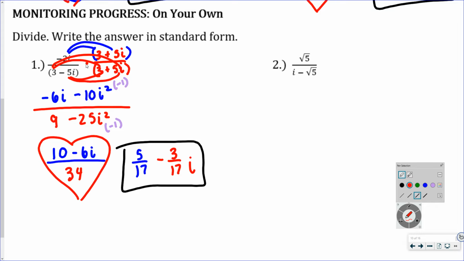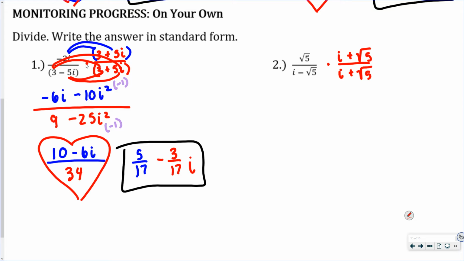Okay, the next one. What do you guys think would be the conjugate of my denominator in problem 2? The square root of 5 i plus square root of 5... I've got to do it right. All right, see if we got this one. I mentioned I'd be pretty impressed if we got this one.